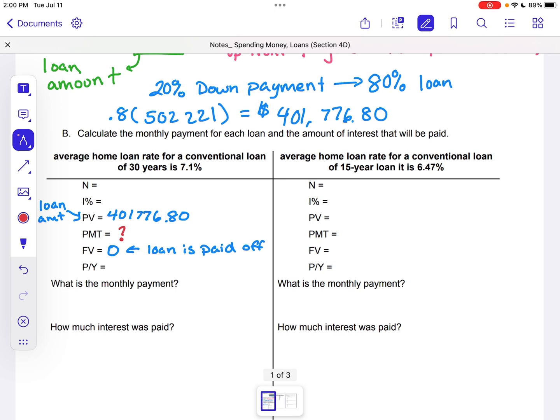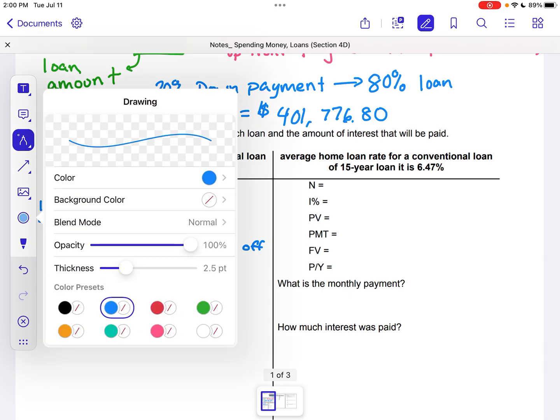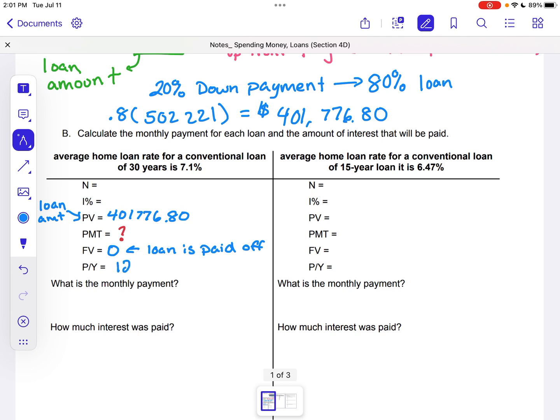Now, for the sake of our class and to keep things simple, we are going to say that there are 12 payments per year. So it's compounding monthly. In this case, our interest rate is 7.1, and this is a 30-year loan, so I'd have 30 times 12. When I go over to the 15-year loan, almost everything's going to be the same except the rate and the N and the I, but the loan amount is still for the same amount of money.